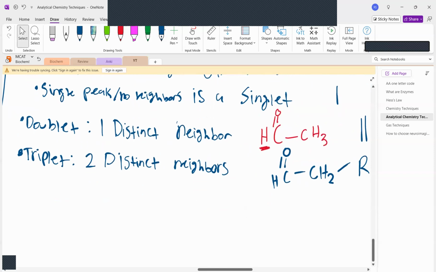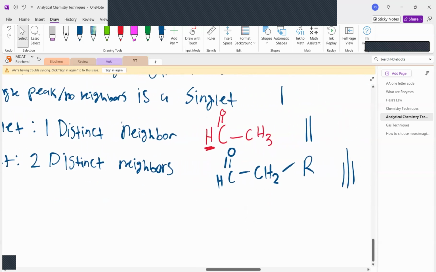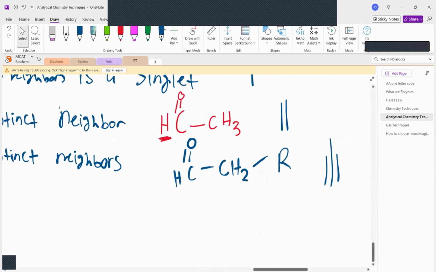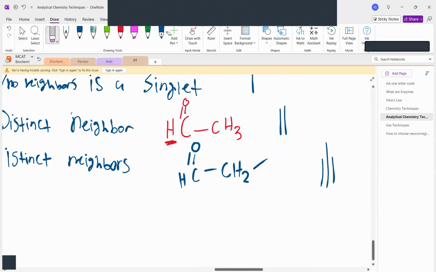And then for a triplet, you have two distinct neighbors. So for example, again, let's look at this guy here. It has one neighbor here, which is unique, and then the CH2 group. Since each of these two hydrogens is identical, that's one neighbor. So this is another neighbor. That's two neighbors, so it's a triplet.